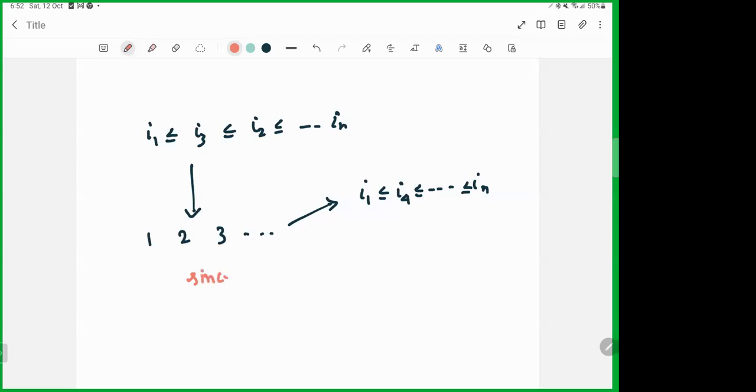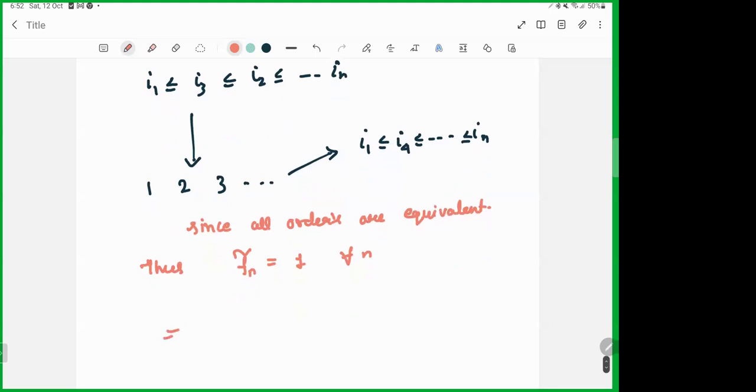Since all orders are equivalent, thus f n tilde equals 1 for all n. This will imply that the summation of f n tilde x to the n, n greater than 0, is equal to the summation n greater than or equal to 0 of x to the power n, which is 1 by 1 minus x.